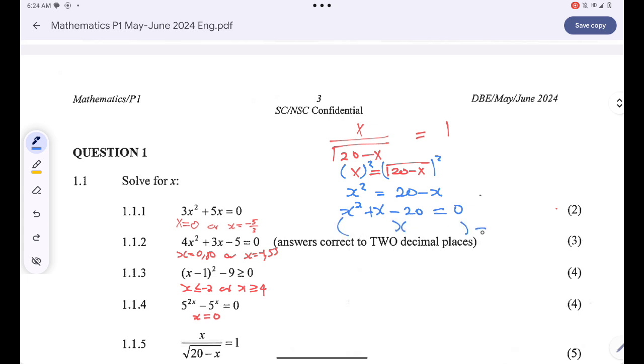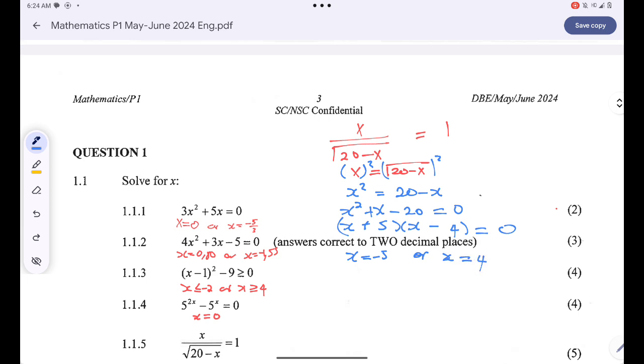So I'm looking for the factors of 20 that, when I subtract, will give me 1. So that's x and x over there. The factors of 20 that, when I subtract, will give me 1, that's basically 5 and 4. The bigger factor will simply take the sign of the middle term. 5 is bigger than 4, so the sign of the middle term will come over there, and then the opposite sign will go there, and then x is equal to -5, or x is equal to 4.